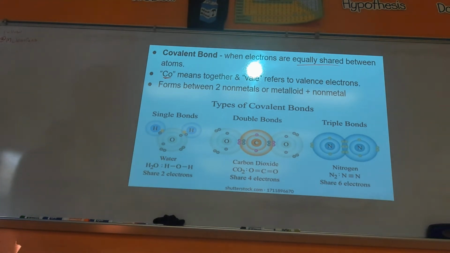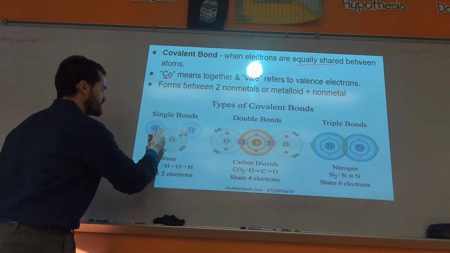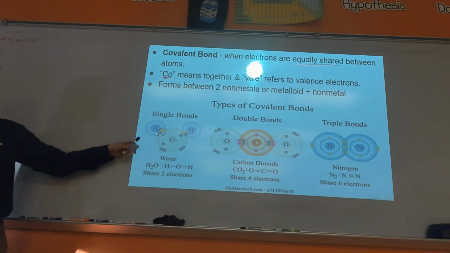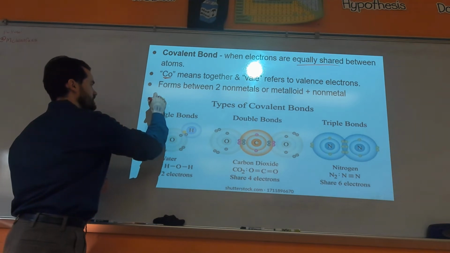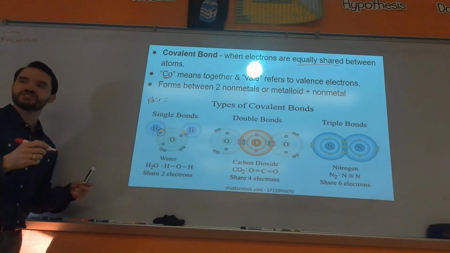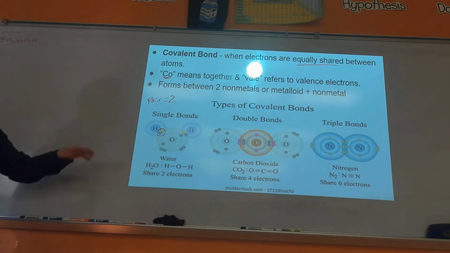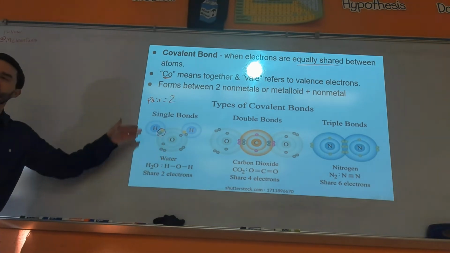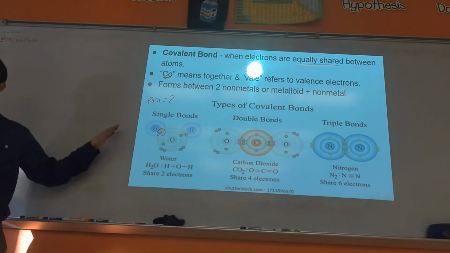So here's looking at some different kinds of covalent bonds. Here's water that we went over earlier, H2O. This oxygen and this hydrogen, they're sharing a pair. A pair of shoes has how many shoes? 2. So you'll say they're sharing 2 electrons or a pair of electrons. You'll just hear that phrase. Don't let that confuse you.